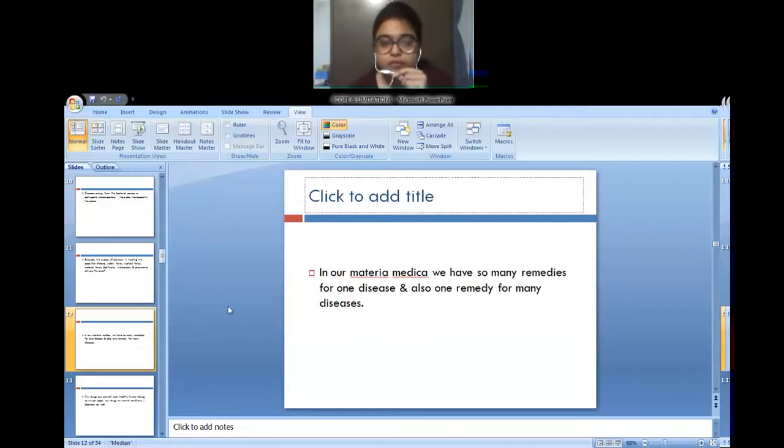So if you read this line 3 to 4 times, then you will know that the whole Materia Medica possesses so much scope in various diseases. Like in our Materia Medica, we have so many remedies for one disease. Suppose the disease is headache, and we have so many remedies. According to the symptomatology, we choose the remedy. But for headache we have so many remedies, and also one remedy for many diseases. Also, if we take Natrum mur, we can apply Natrum mur in so many conditions. So that is the most important scope of homeopathic Materia Medica.